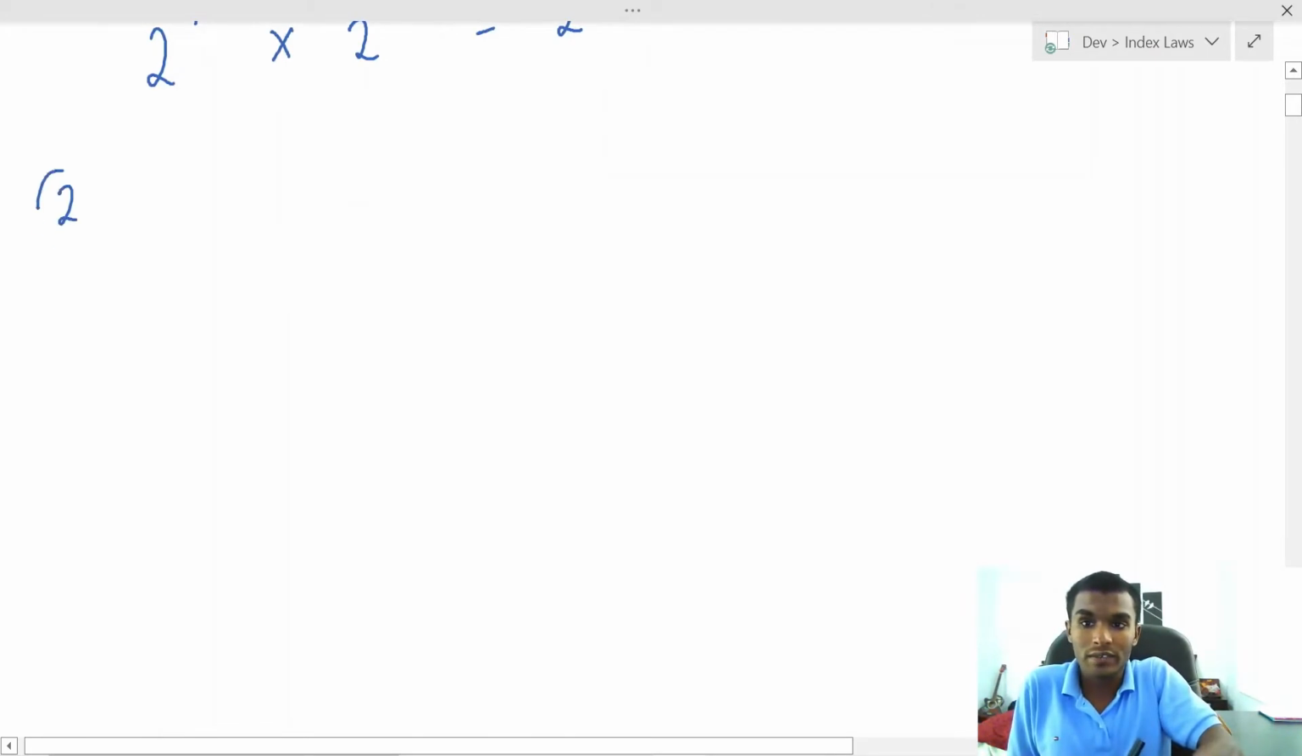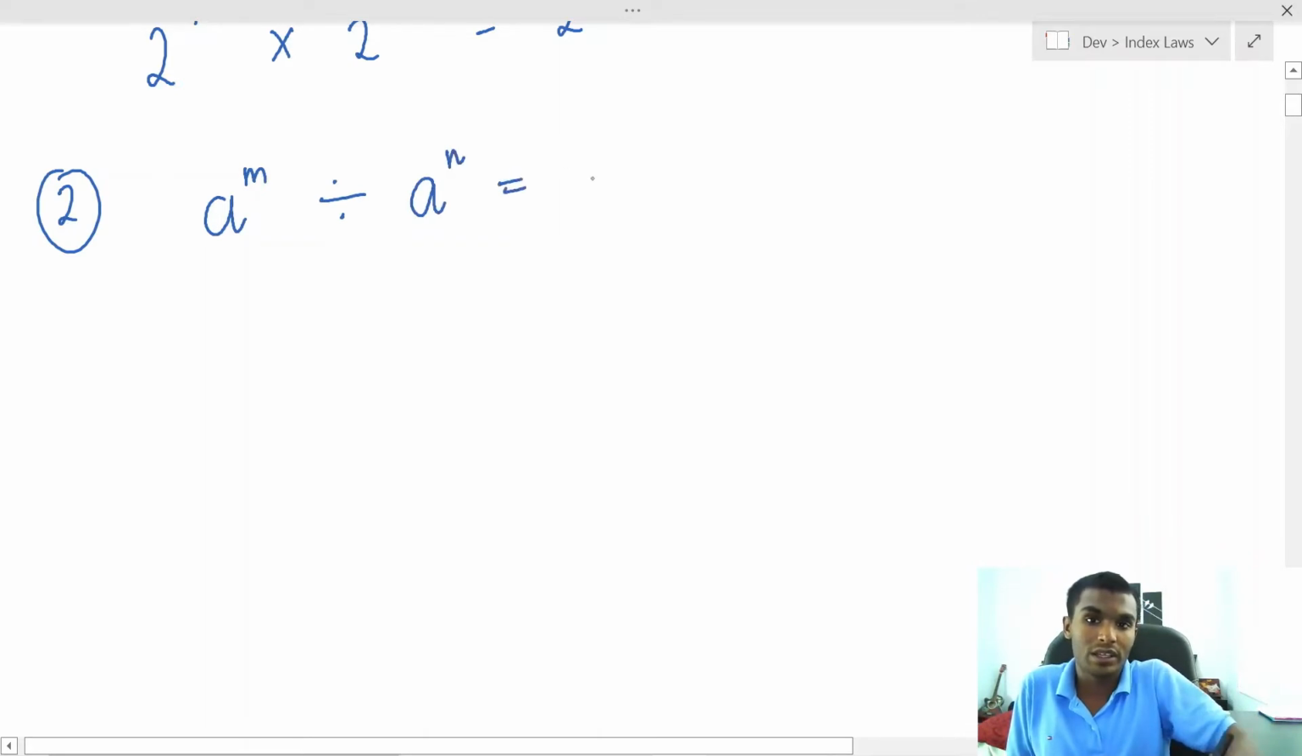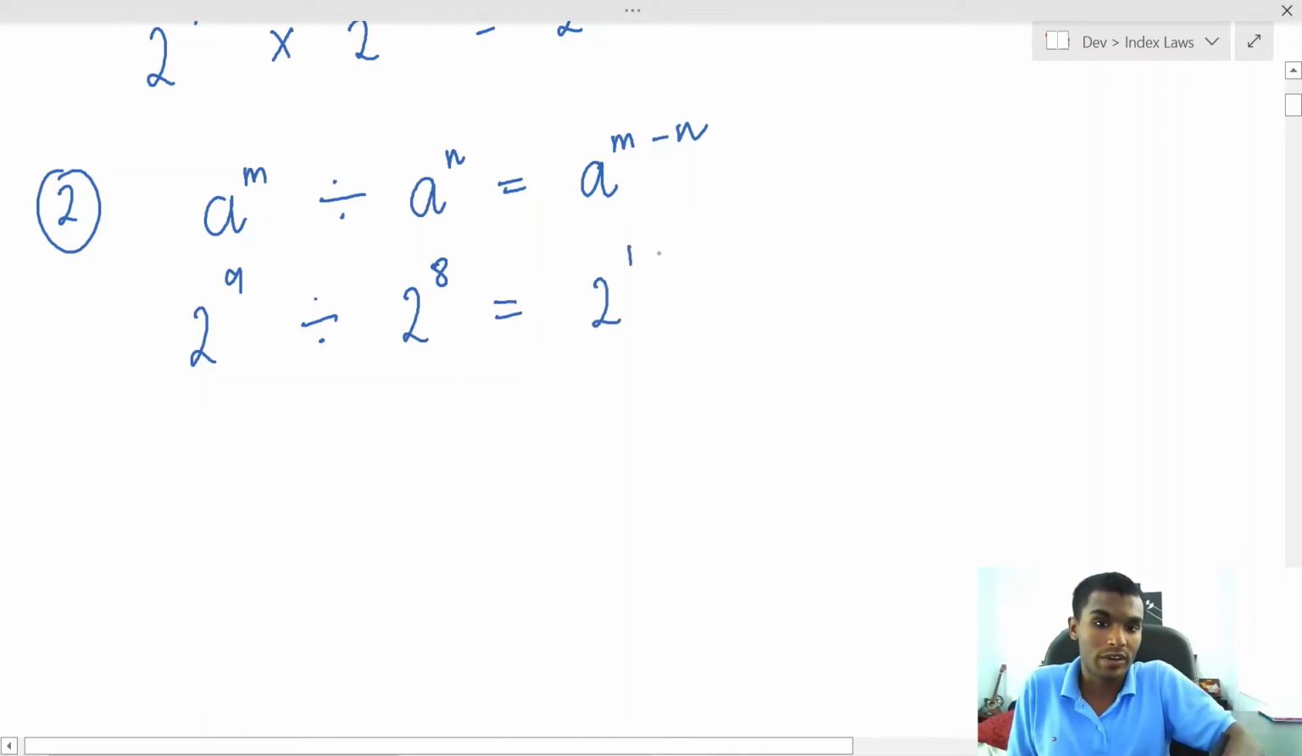The second rule is, if we have a to the power of m divided by a to the power of n, it makes a to the power of m minus n. So let's say we have 2 to the power of 9 divided by 2 to the power of 8. It would make 2 to the power of 1, or just 2 in other words.